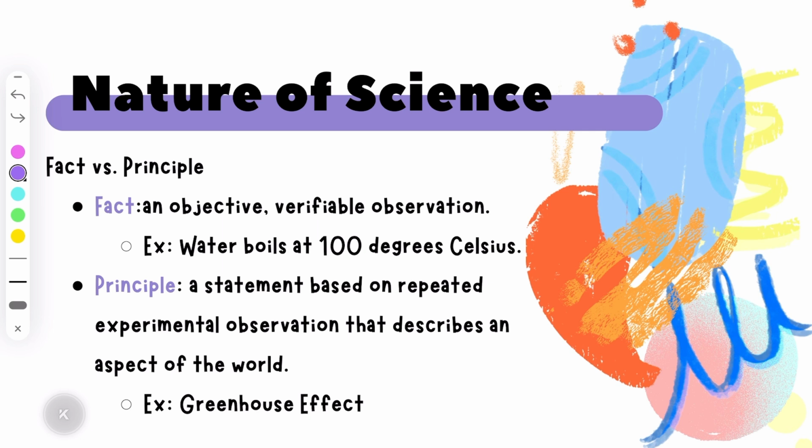And a principle is a statement that's based on repeated experimental observations that describes an aspect of the world. So this is where it's based upon observations and it's based upon experiments, and its purpose is to describe something, how something is occurring, but it's not factually based as this is what it is all the time, mathematically, etc.